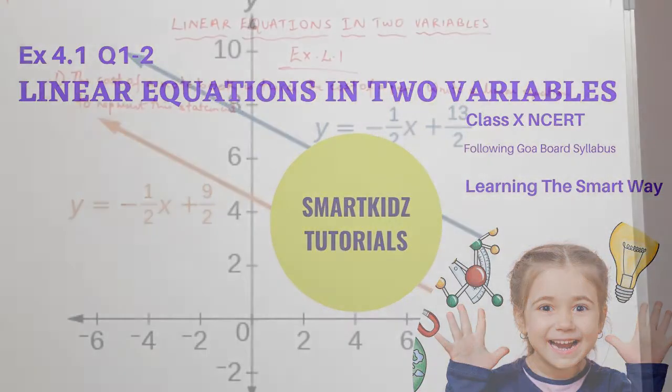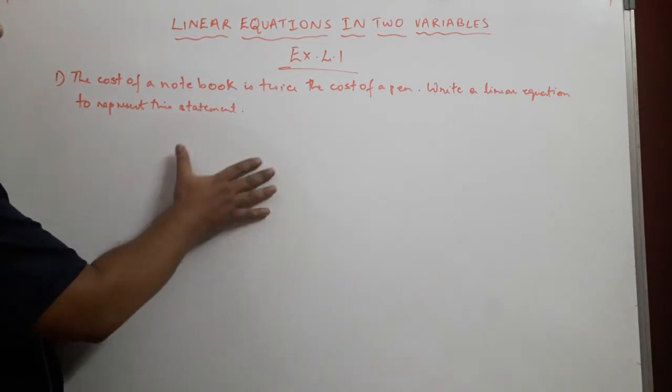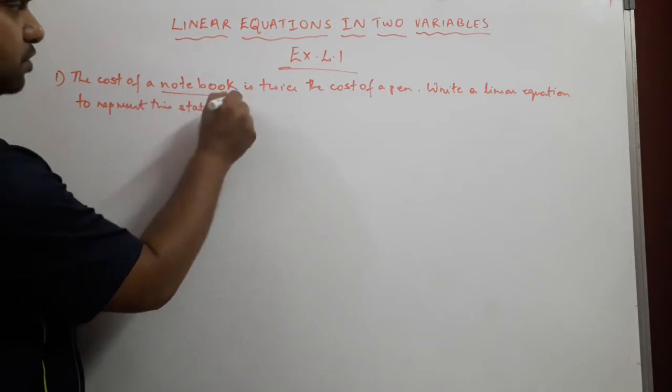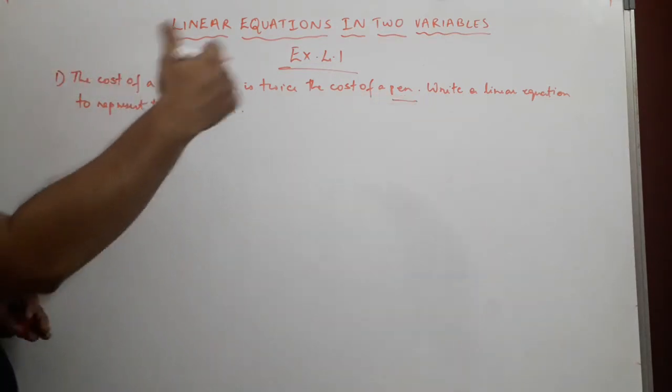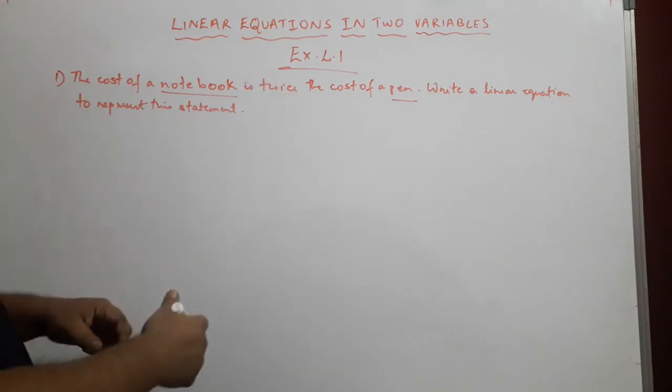The first problem says the cost of a notebook is twice the cost of a pen. Write a linear equation to represent this statement. We need to see what are the different variables in this particular linear equation. I see two variables over here. One is a notebook and the other one is a pen, because the number of notebooks and the number of pens can keep varying or keep changing or keep increasing or decreasing.